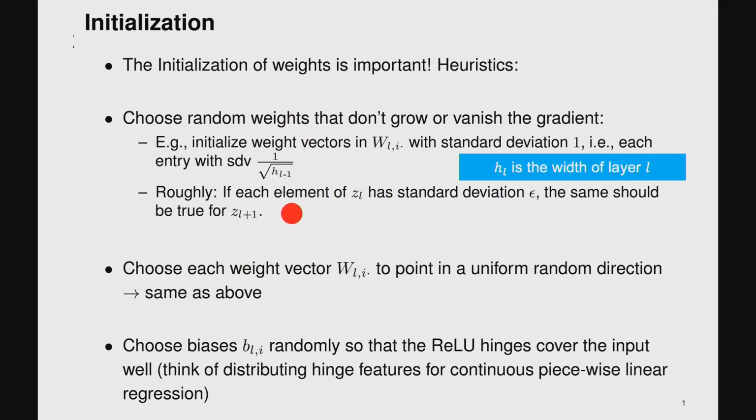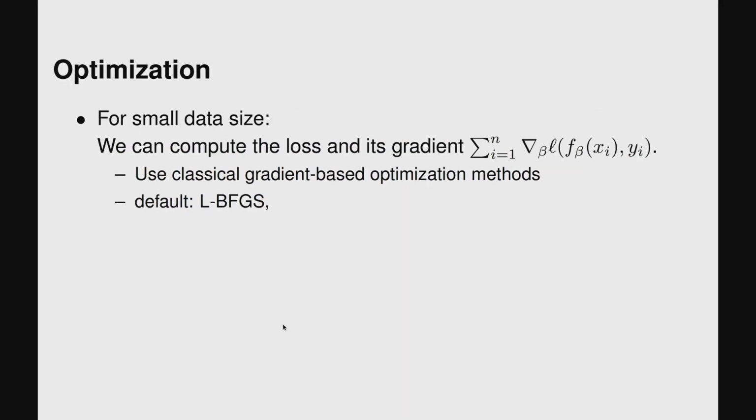You could also, instead of random weights, choose each weight vector to point in a uniform random direction. So you would have a length 1, but a random direction. And you choose the biases randomly such that the ReLU hinges cover the input. So you don't want that they all put your predictions in a certain direction, because if they are all in the same direction, you may not have any or not much information.